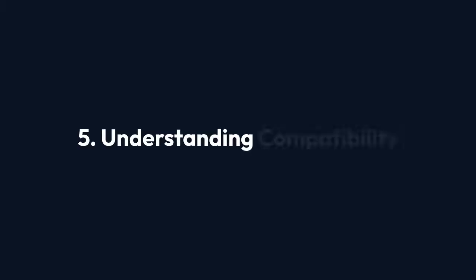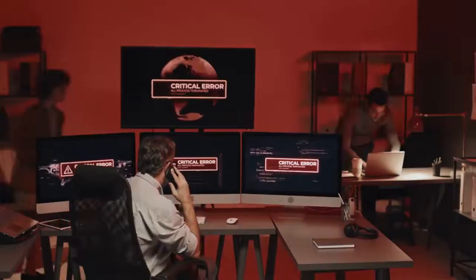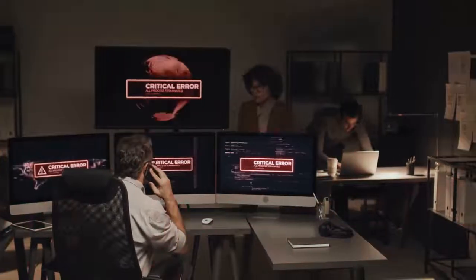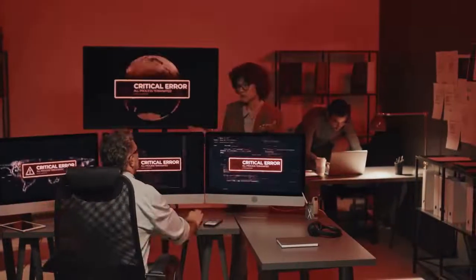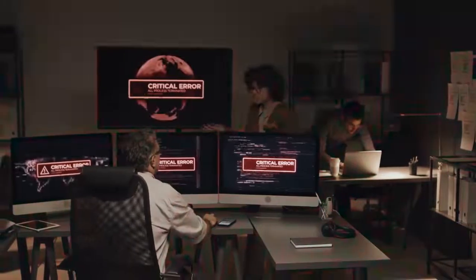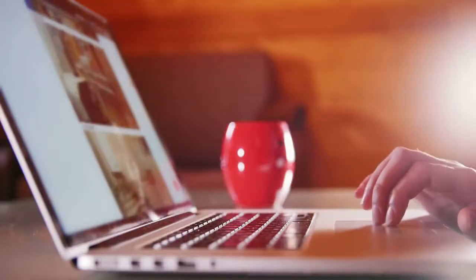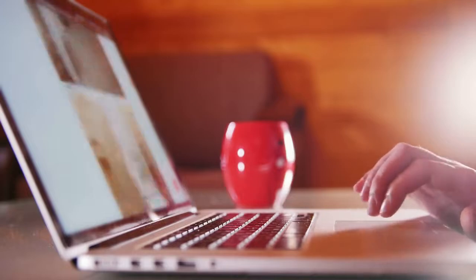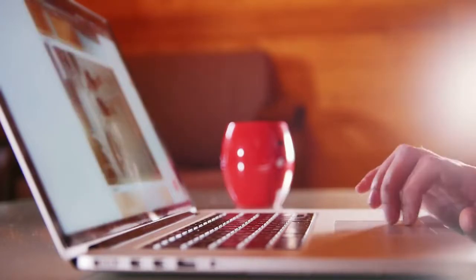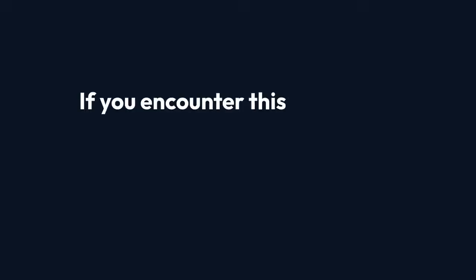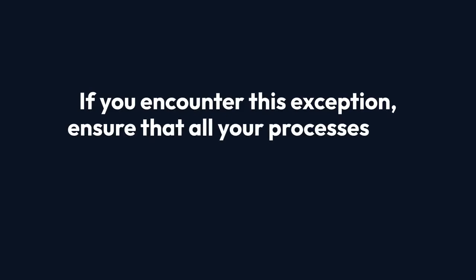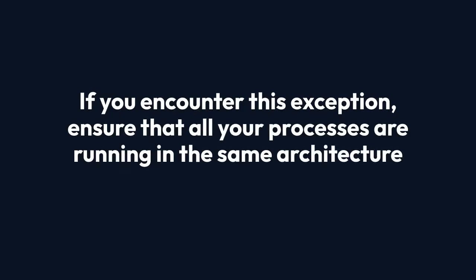5. Understanding compatibility. The key takeaway is that you must be mindful of the architecture, 32-bit or 64-bit, of the processes you're working with. When you mix 32-bit and 64-bit applications, you can run into compatibility problems. If you encounter this exception, ensure that all your processes are running in the same architecture to resolve the issue.